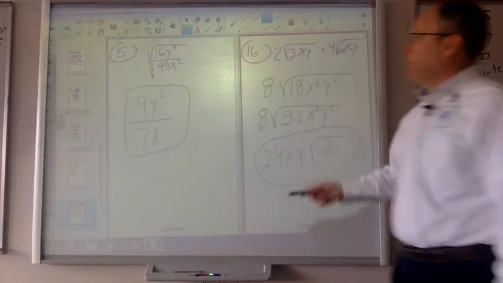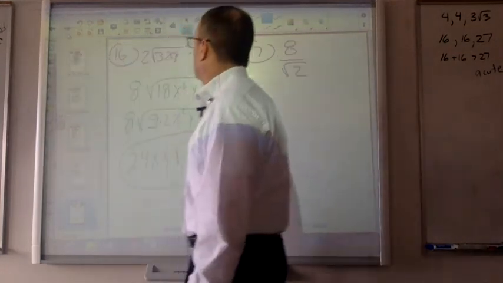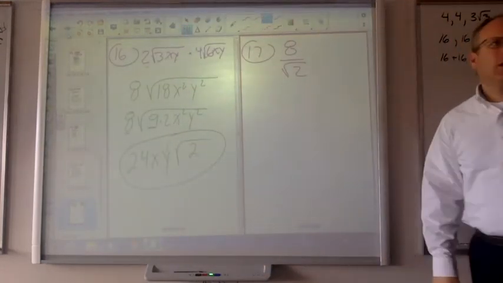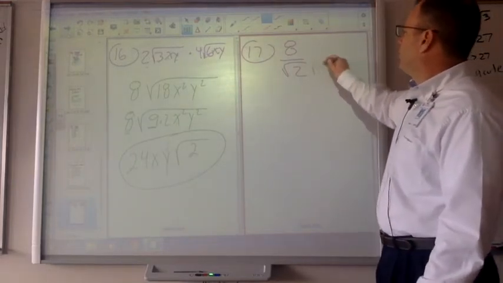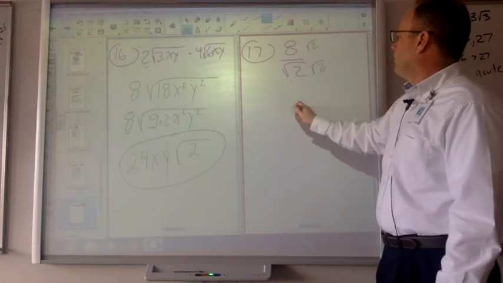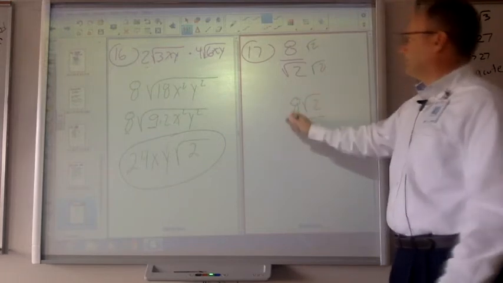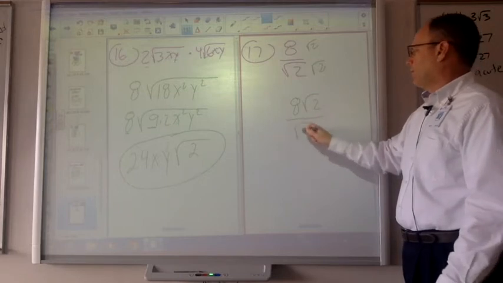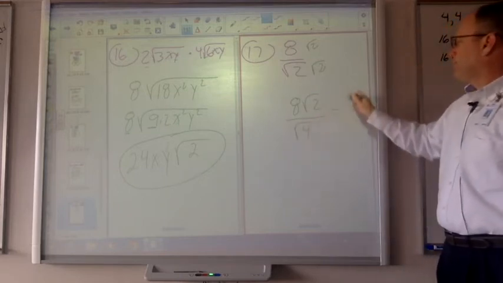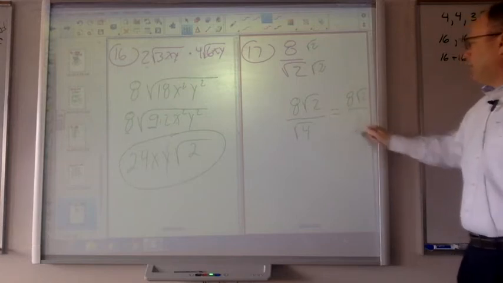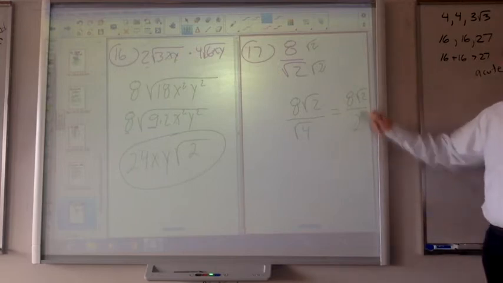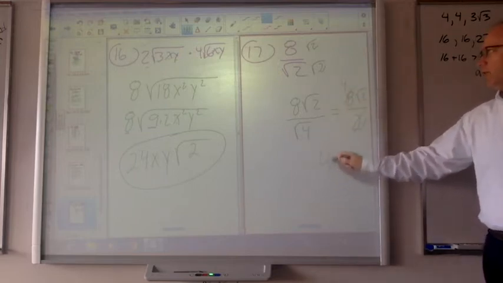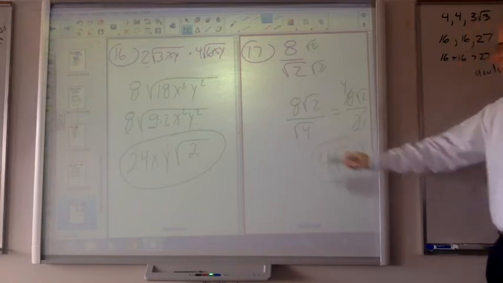All right, I'll move 16 over to that board. Number 17, it just wants us to take care of the denominator not having a radical. So what am I going to multiply top and bottom by? Root 2. So on top I get 8 square root 2. Root 2 times root 2 is root 4. Root 4 is what? 2. So can I reduce outside right now? Yeah, 2 goes into it, so my answer is 4 root 2.